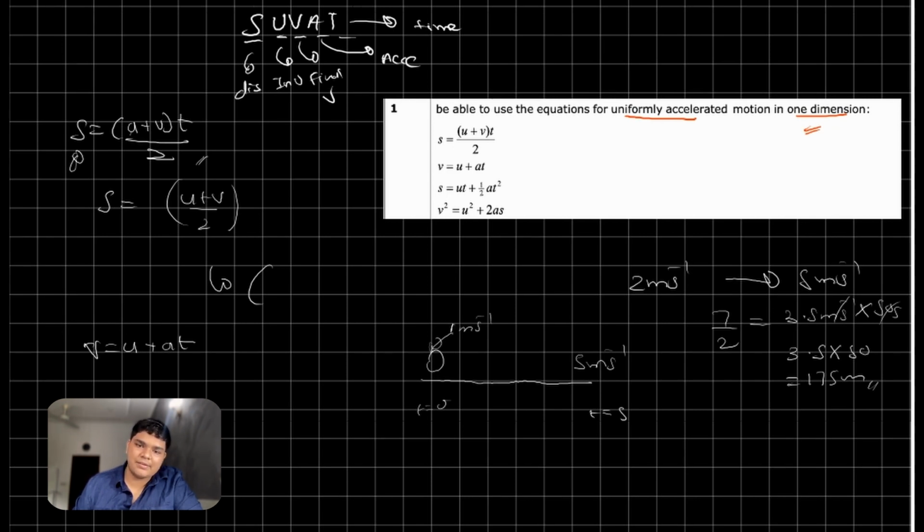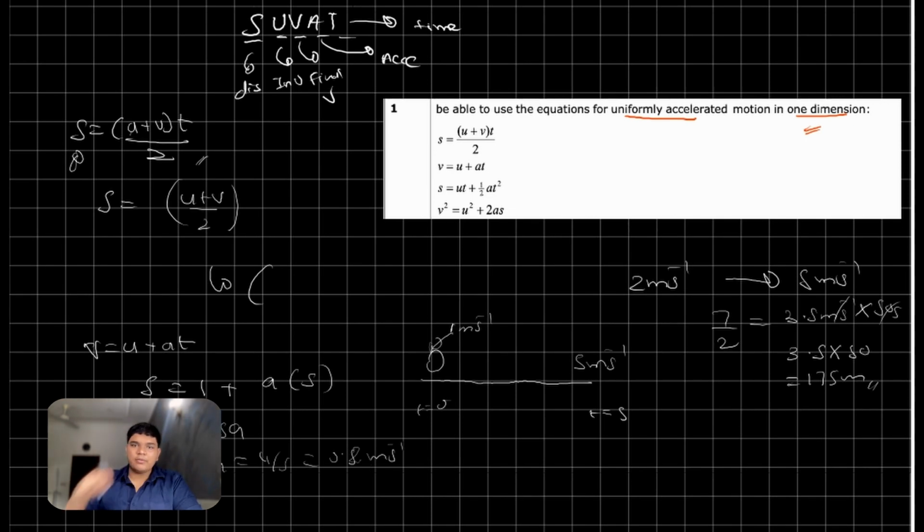So we can just rearrange our equation. 5 is equal to 1 plus A multiplied by 5. So 4 is equal to 5A, A is equal to 4 over 5, which equals 0.8 m s^-2.